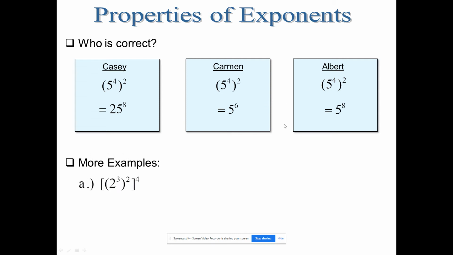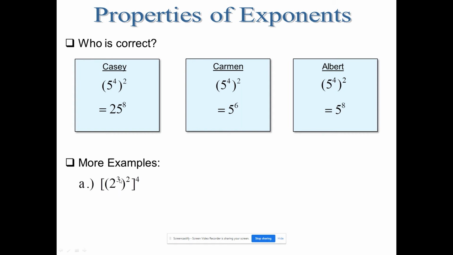So here's some more examples. This is a little bit more challenging because we're doing the rule more than once, but that's okay. It's a pretty easy problem. So just ignore this 4, this bracket with the 4. Let's just apply the rule inside here, and then we'll apply the 4. So let's do one step at a time.